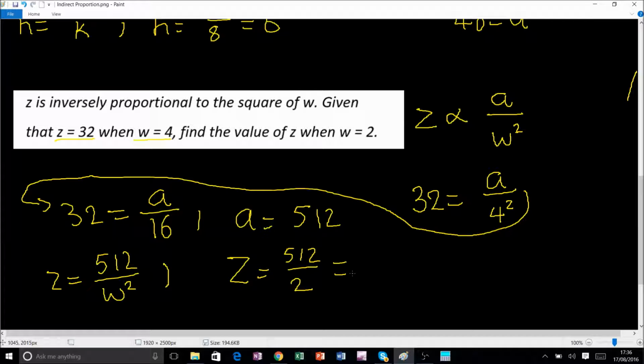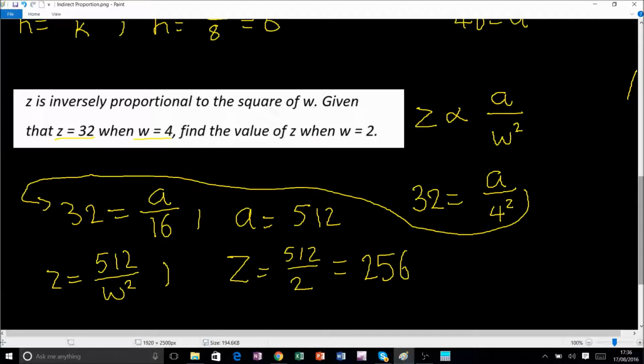Yes, 256. So when w is equal to 2, z is equal to 256.